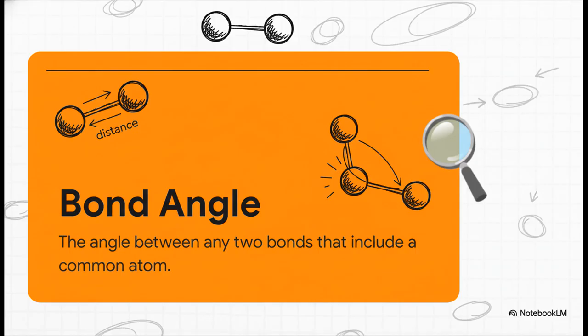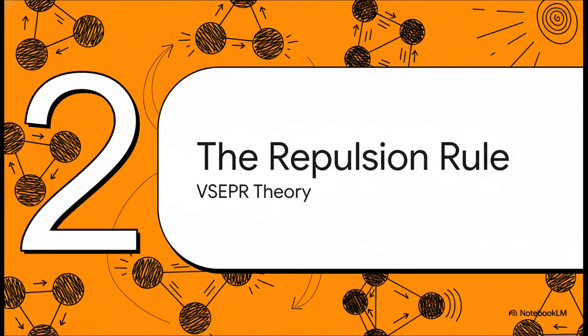Okay, to talk about 3D shapes, we really only need two key terms. First, there's bond distance. Super simple, it's just how far apart two atoms are. But the real star of the show today is the bond angle. This is the angle between atoms, and it's the one thing that truly carves out a molecule's final shape. So what force is deciding these angles? Who is this invisible architect? Well, it turns out to be an idea that's so simple, it's actually beautiful. It's all based on one thing, the electron repulsion rule.